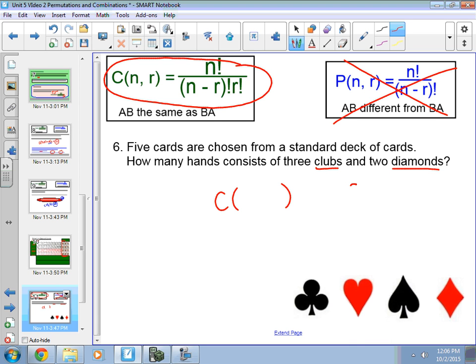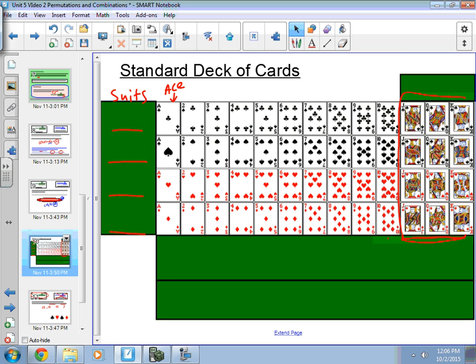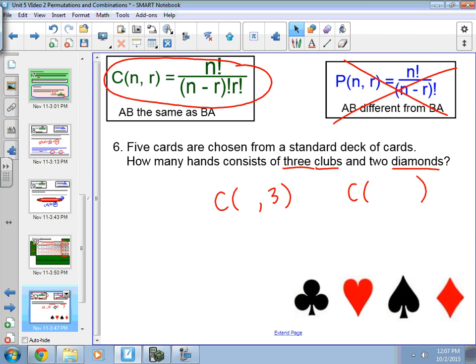We're going to need a combination for both. Okay, let's start with clubs. There's 3 clubs that we need to get. What we need to do though is figure out how many total clubs we are picking from. So if we go back to what we just looked at, these are all clubs. We know there are 13 of them. So we would have 13 clubs selecting 3 of them, where order doesn't matter.